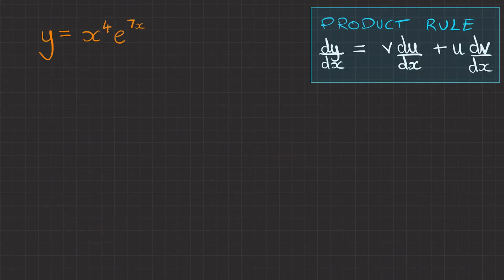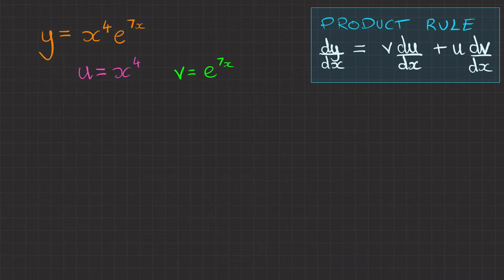So let's go through a demonstration. We've got the product rule on the right here, and we've got the equation y equals x to the 4 e to the 7x, and we want to find the derivative. We've got two parts, we've got u, and we've got v. As we're looking for u multiplied by v, u is this x to the 4 here, and v must be this e to the 7x here, as we've got x to the 4 multiplied by e to the 7x. So u equals x to the 4, and v equals e to the 7x.